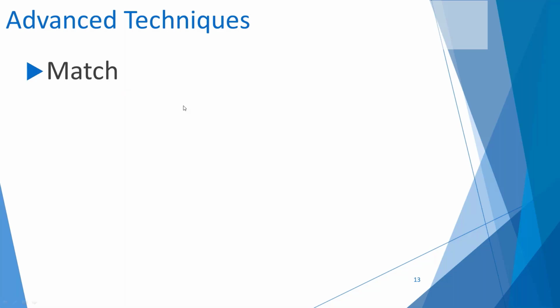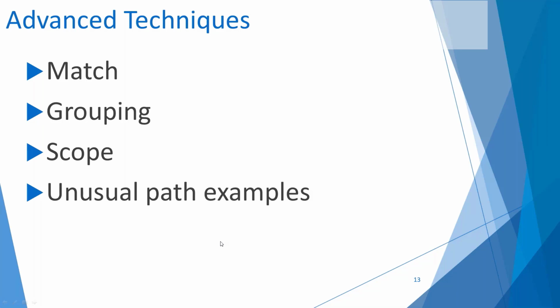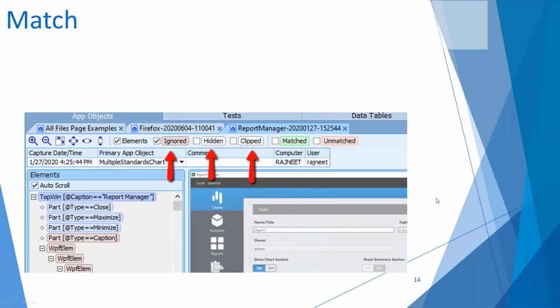We're going to talk about match, which maybe some of you don't know about. We're going to talk about grouping. We're also going to talk about scope. And then I'm going to talk about some unusual path examples. So I'm going to show you some really tricky paths.